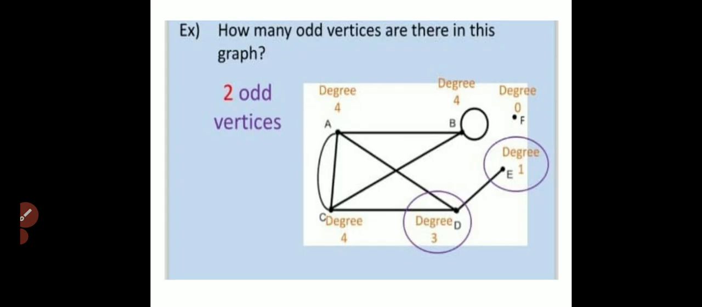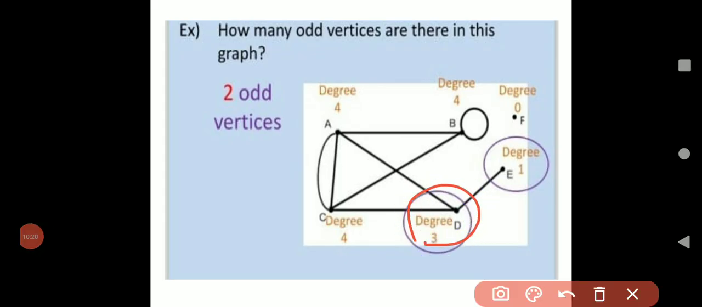And the degree of E is 1. This is an odd number. So E is considered an odd vertex, and here D has 3, so D is also an odd vertex. Next, come to the point C. C has degree 4, so this is not an odd vertex. So in this graph we have two odd degrees. That means two odd vertices, that are D and E. Okay.